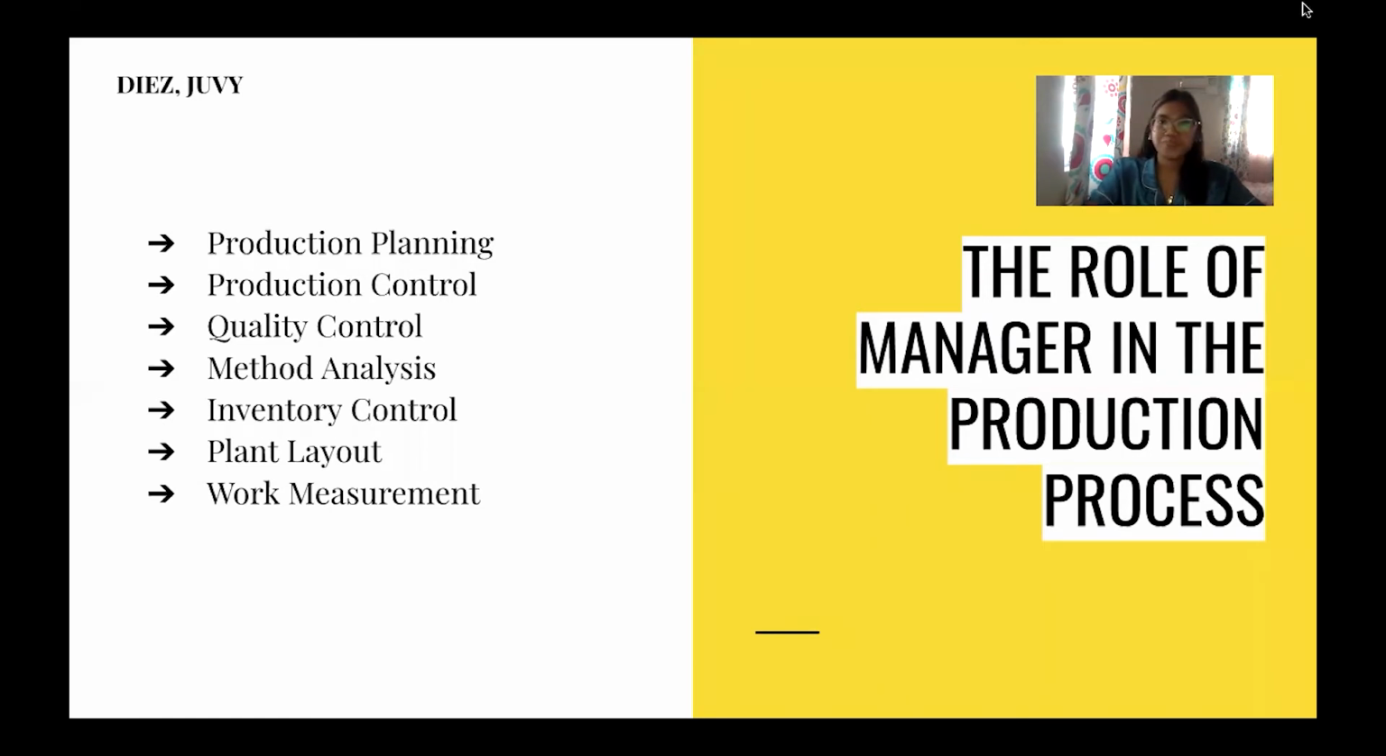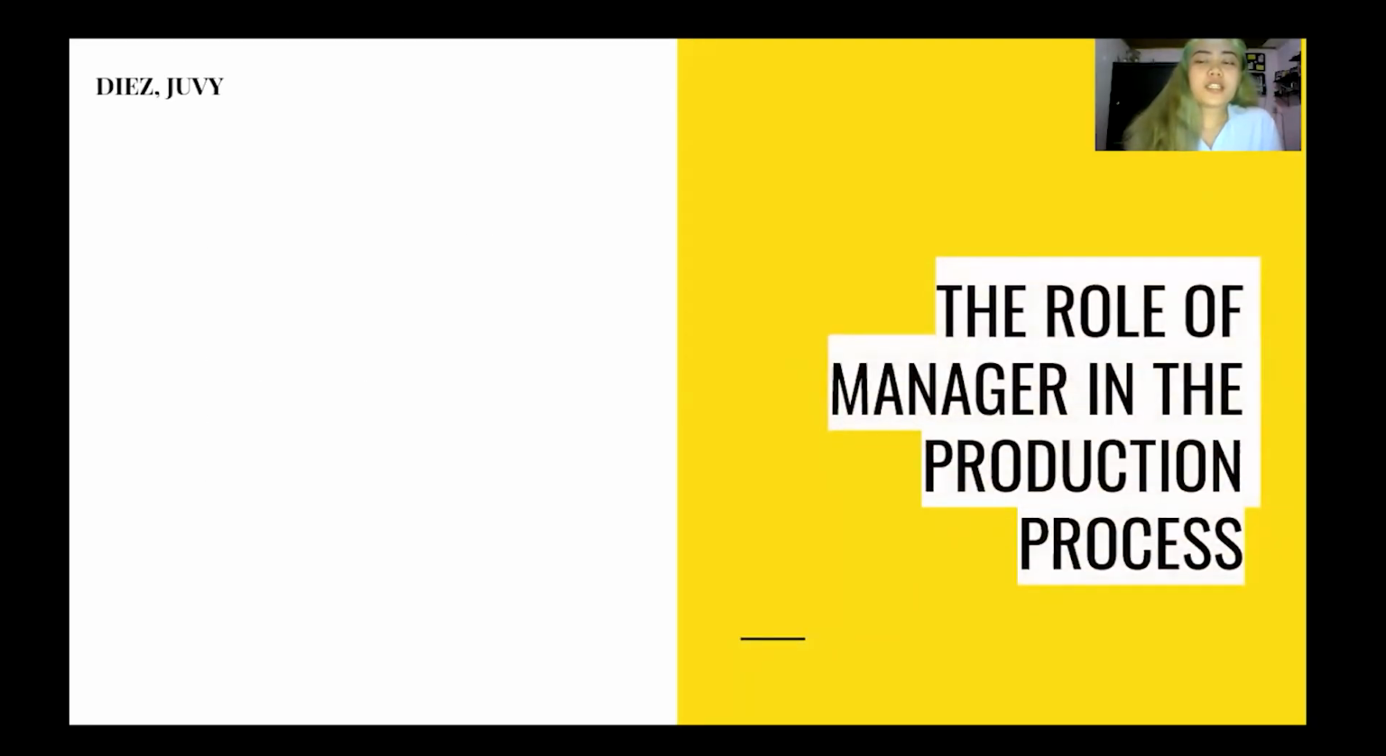The role of manager in the production process. The manager is concerned with the production planning of the enterprise. Production planning is concerned with thinking in advance what product is to be produced, how it is to be produced, and by what time it should be produced.